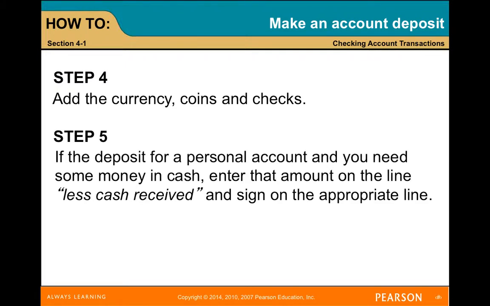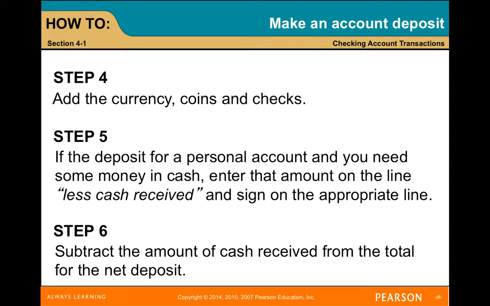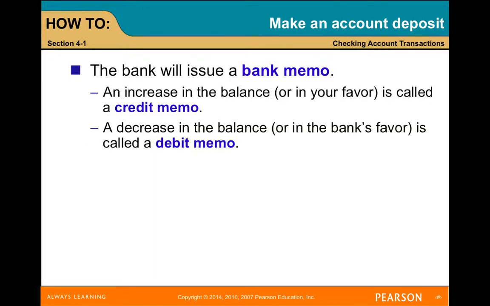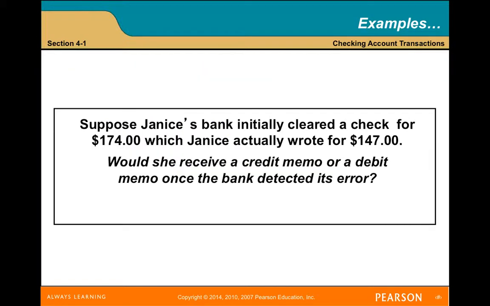Step 5, if it's a deposit for a personal account and you need some money in cash, enter that amount on the line, less cash received, and sign on the appropriate line. Then subtract the amount of cash received from the total to get the net deposit. The bank will issue a bank memo. An increase in the balance in your favor is called a credit memo. A decrease in the balance is called a debit memo. Essentially, you can just translate this to a receipt for the transaction.